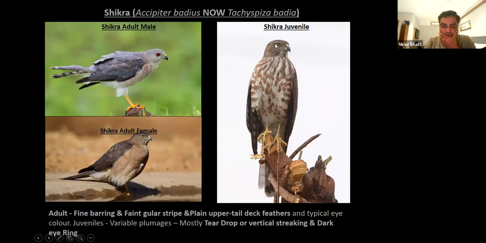So I'm talking about the eye colors here. The gular stripe is the stripe on the throat. Here we can see a very little bit of gular stripe. It is variable in the juveniles as well as adults. The juveniles mostly have teardrop kind of markings or streakings, called vertical streaking. And importantly, they have a darker eye ring. This eye ring is dark. That is how we identify Shikra.